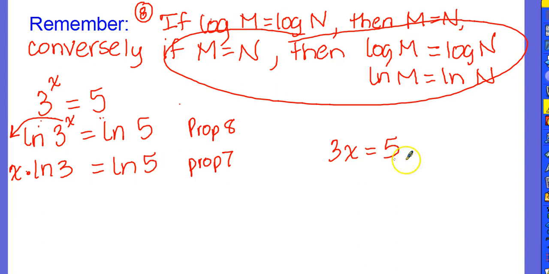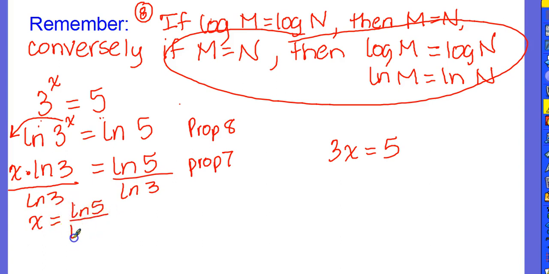What's my plan for solving for x here? Divide by 3. So over here, I'm going to divide by the natural log of 3, and I'm going to get x is equal to the natural log of 5 divided by the natural log of 3. Now, of course, I can't do that in my head, but my calculator can calculate that answer for me.